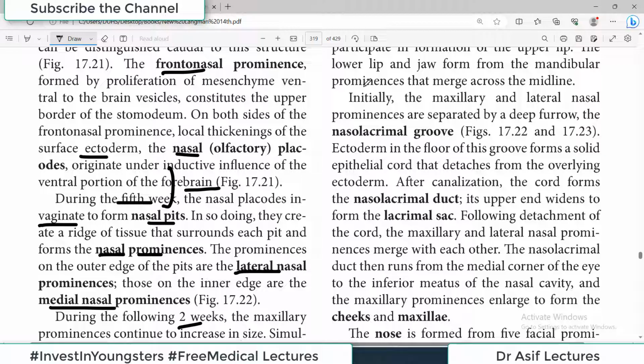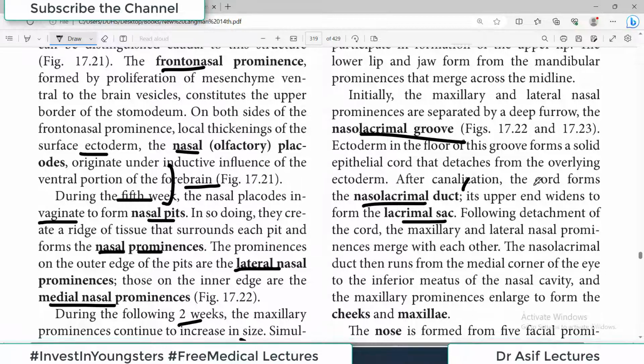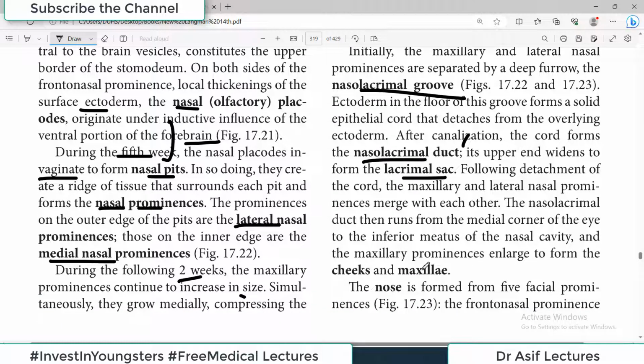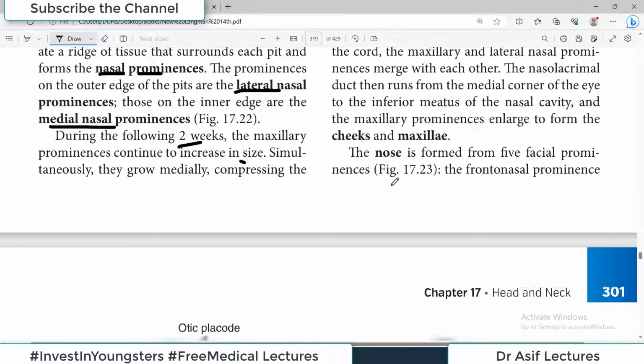actually don't know. So initially the maxillary and the lateral nasal prominence are separated by a deep groove, the nasolacrimal groove, जो बाद में further उसमें canalization होती है, it's converted into nasolacrimal duct and then lacrimal sac. Okay, that's fine. Cheeks और maxilla की development होती है, nose formation start हो जाती है.